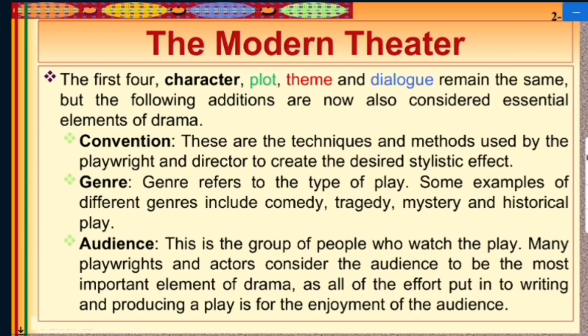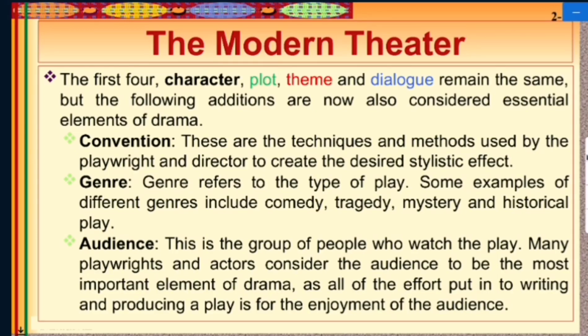And what are these three things? When we look into the elements of drama, the first four, character, plot, theme, and dialogue, remain the same, but the following additions are now also considered essential elements of a drama, that is convention, genre, and audience. So convention refers to the techniques and methods used by playwrights and directors to create the desired stylistic effect. The second one is genre. Genre refers to the type of play. Some examples of different genres include comedy, tragedy, mystery, and historical plays.